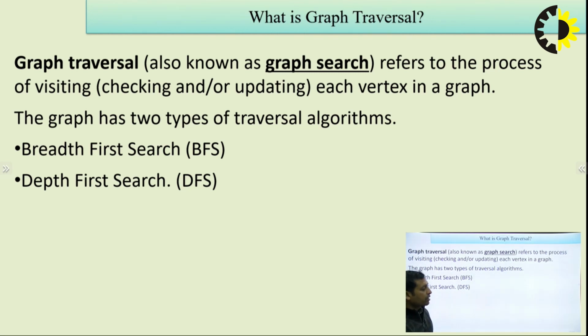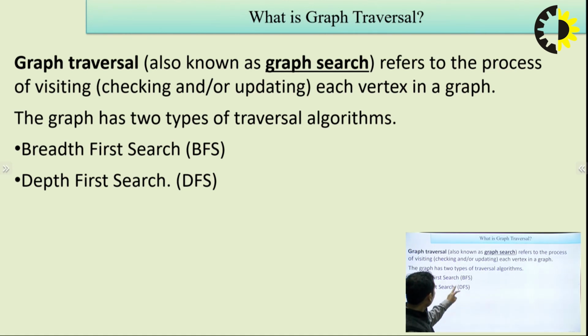Now, graph traversal, also known as graph search, refers to the process of visiting, checking or updating each vertex in the graph, visiting each vertex at most one time. There are mainly two types of graph traversal techniques or algorithms: first is BFS, breadth first search, and second is DFS, depth first search.